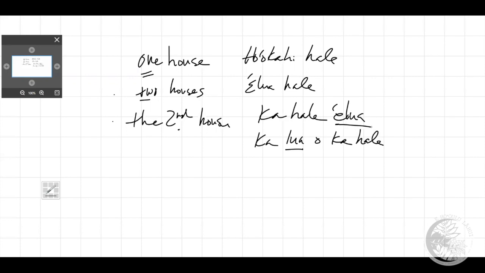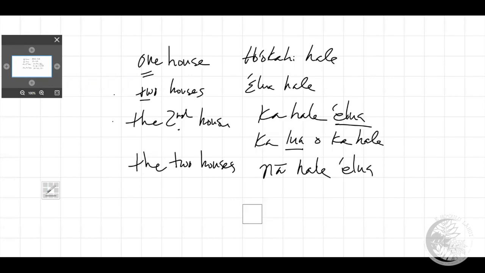Maybe I want to express the 2 houses, the houses numbering 2. Na hale, plural. And there, how many of them? There are 2. So na hale elua. I could also say na hale he elua. It's another expression.